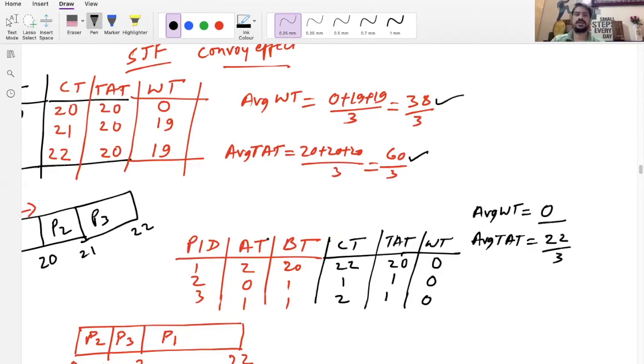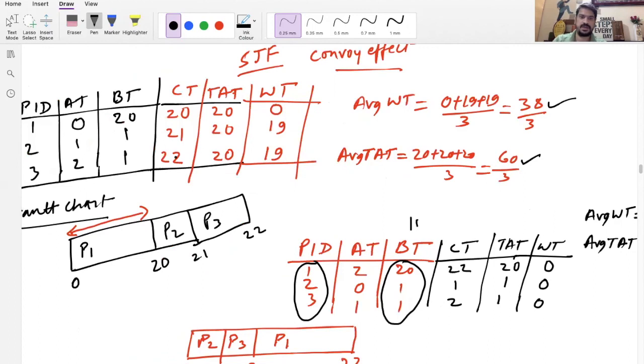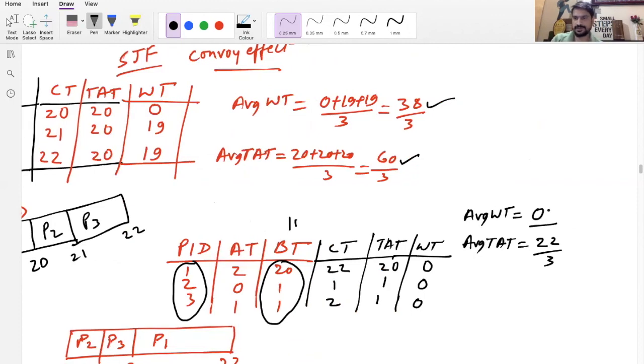So you can see there are 3 processes, and the burst time is still the same. This burst time and this burst time are the same. But the arrival time is different, right? Here it is arriving at 2, 0, and 1. Here it is arriving at 0, 1, and 2. That's all. The sequence has been changed, and the waiting time has reduced.